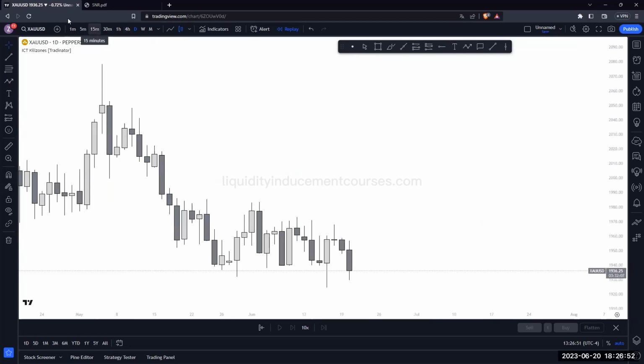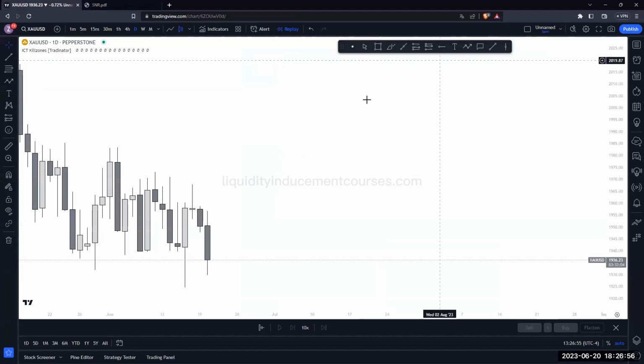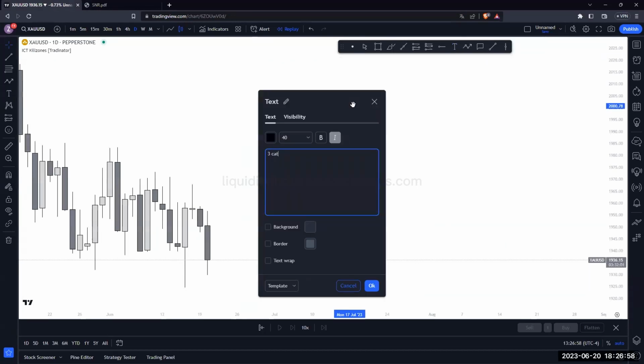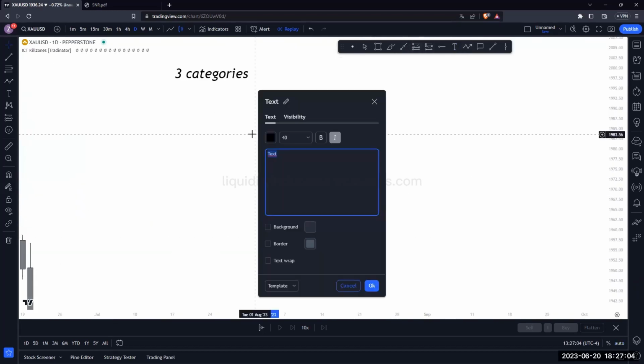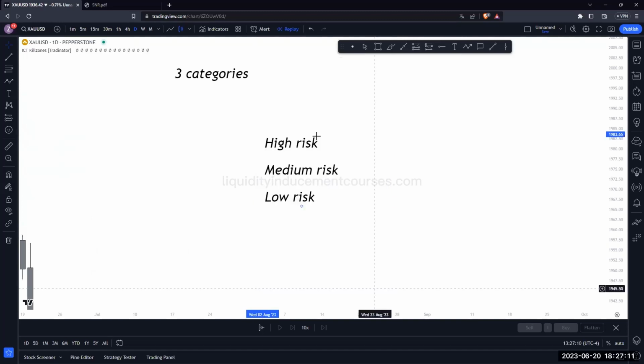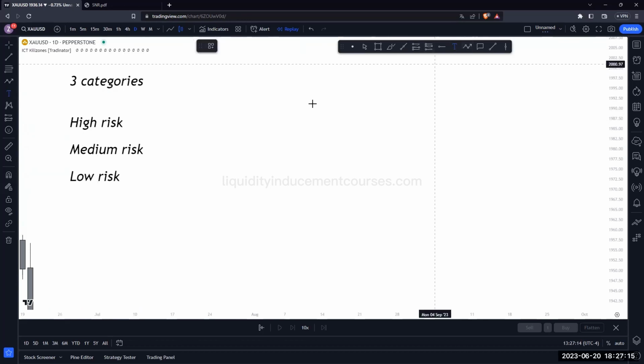Okay, so entries, I guess. Let's go to the entries. In the entries, you're going to have 3 categories. The first category is high risk, medium risk, low risk. 3 categories. The first category, which is high risk, has 1 entry type. Okay, let's start with it.